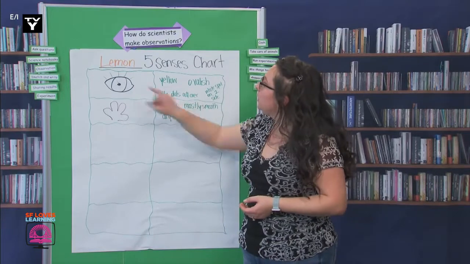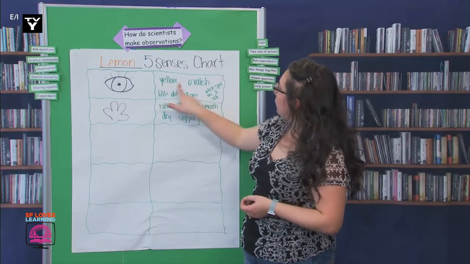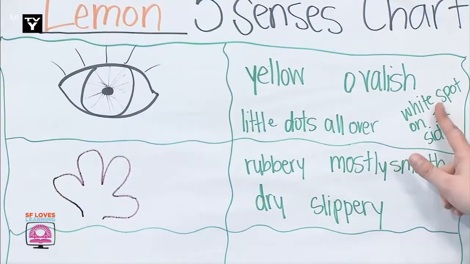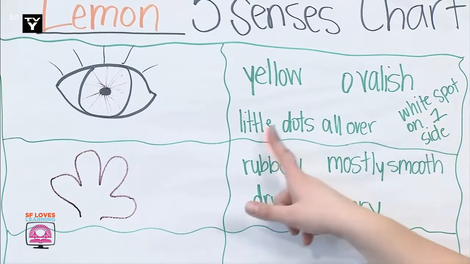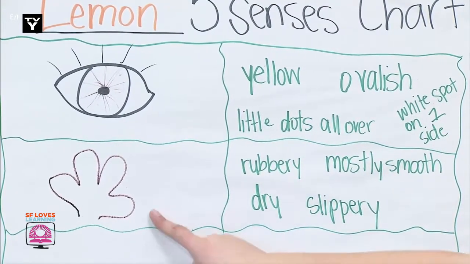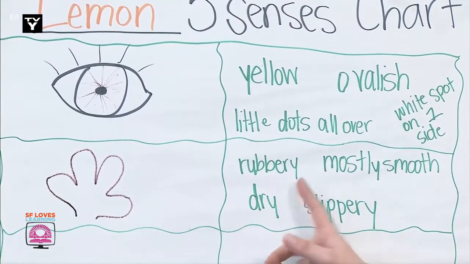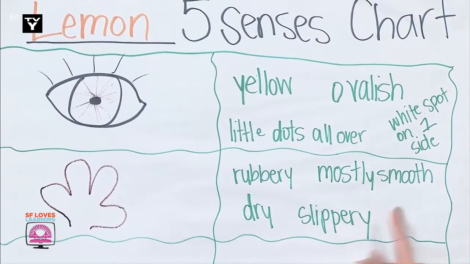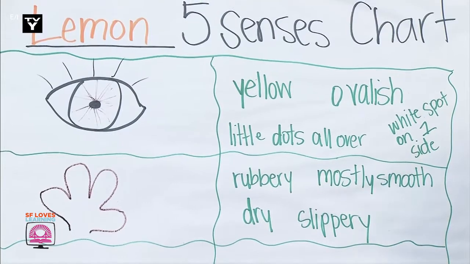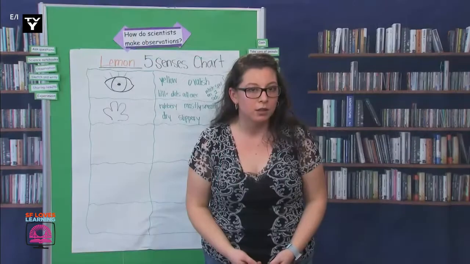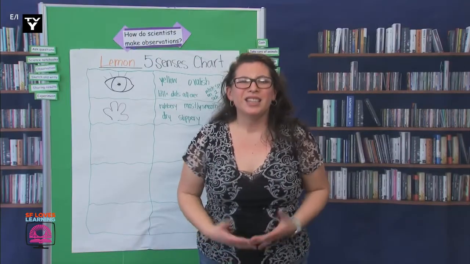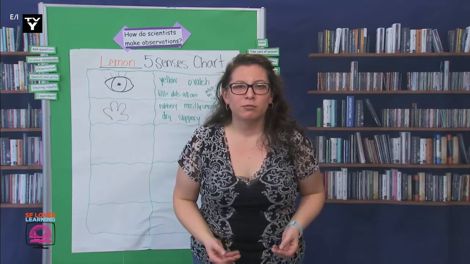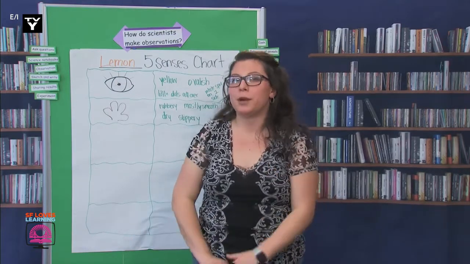So when I looked at my lemon, it looked yellow, ovalish. It had a white spot on one side and had little dots all over. When I touched it, it felt rubbery, mostly smooth, dry, and slippery. Did any of you make the same observations, but with different items? Isn't that interesting? What was the most interesting thing that you noticed about your item?